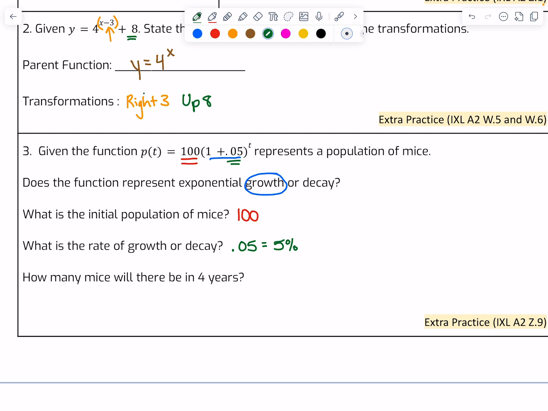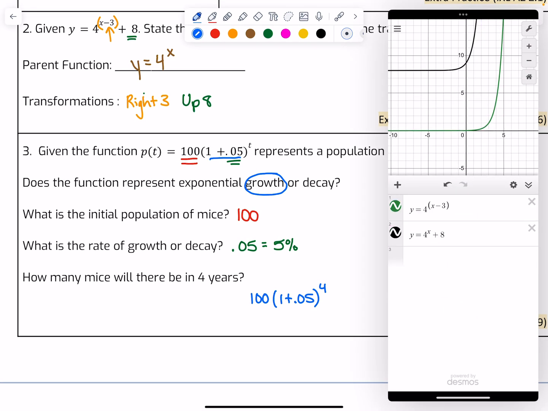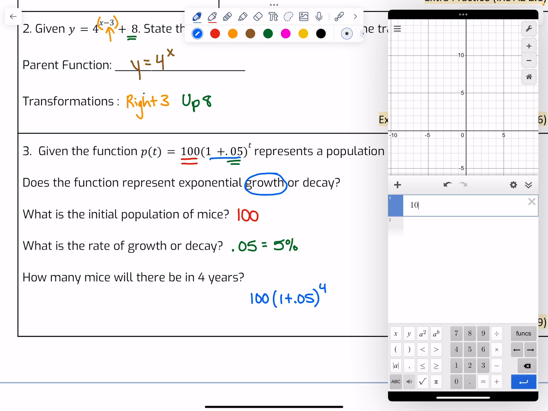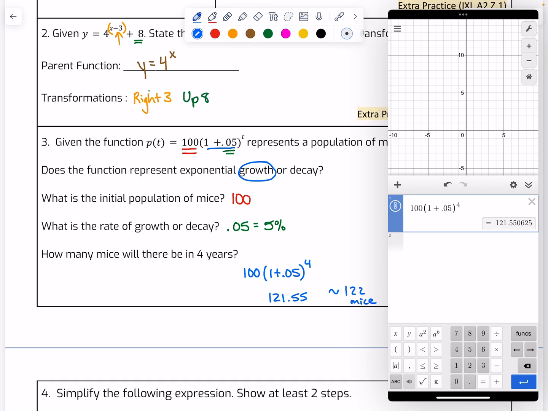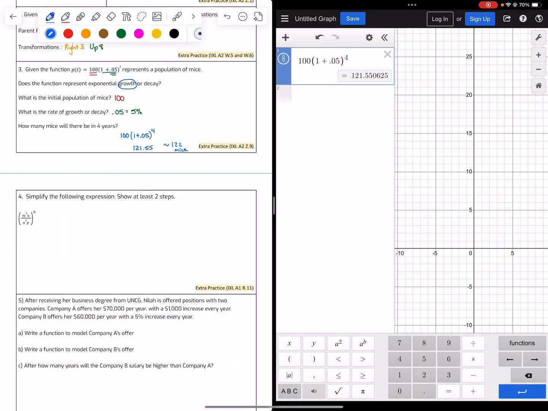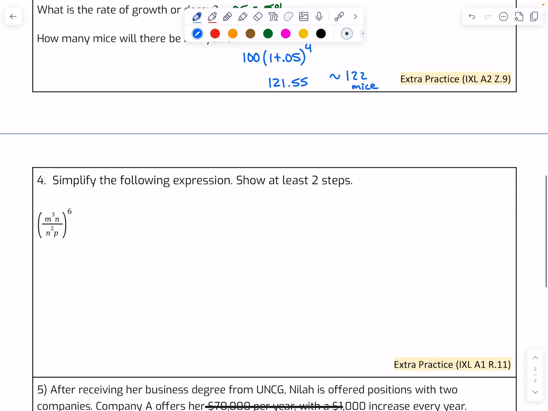And then how many mice will there be in 4 years? So we just have to use the function they've given us and plug in the time of 4 years and then calculate what that would be. So I'm just going to use Desmos for my calculator since I have it handy. So I'm going to type 100 times 1 plus 0.05 to the power of 4. And I get 121.55. So then I would just round it up, since 55 would round that up to approximately 122 mice. Because that would be a good answer, since mice, we can't have a part of a mouse. We just have mice. But let's look at number 4 on the next page.